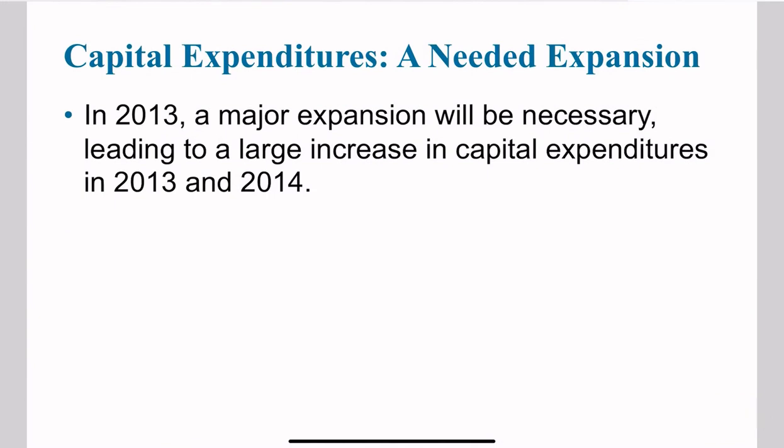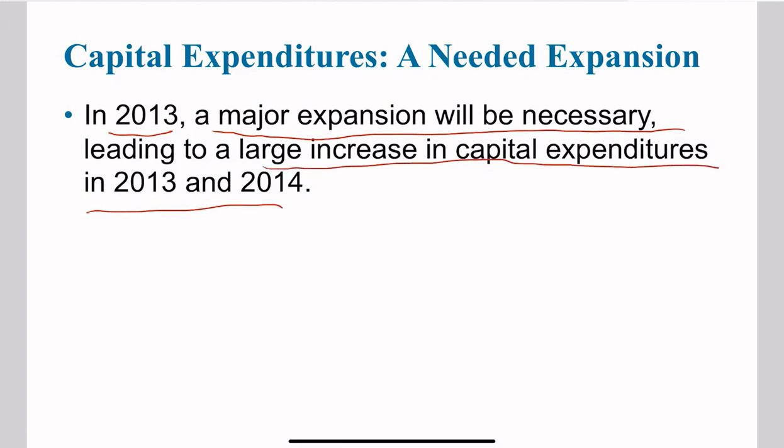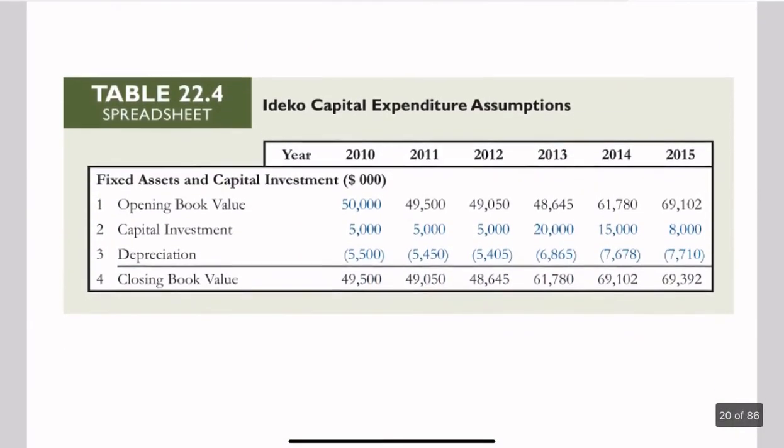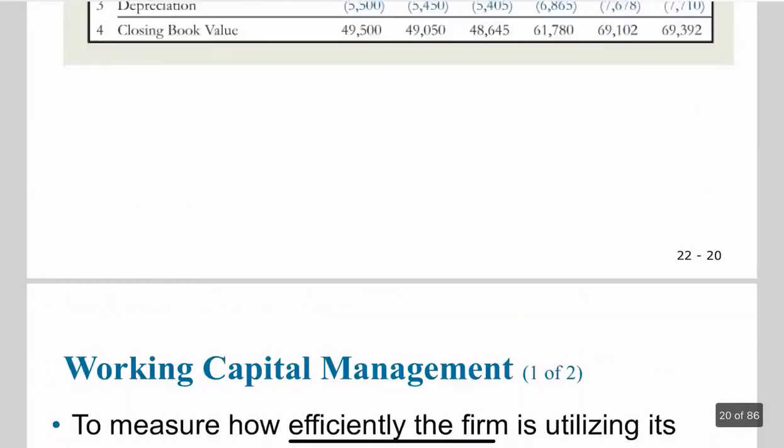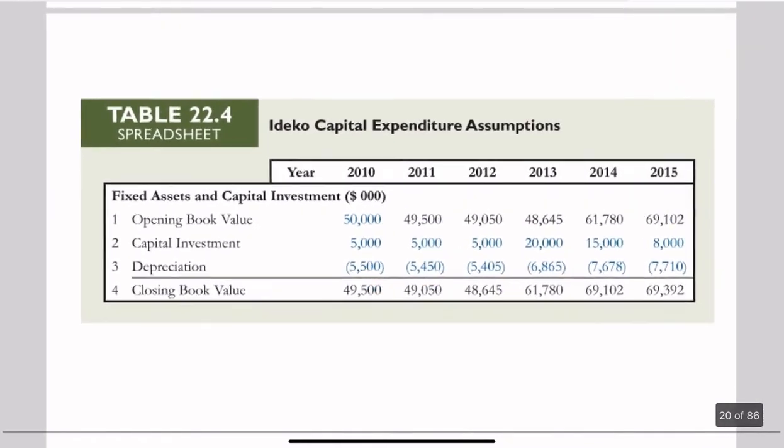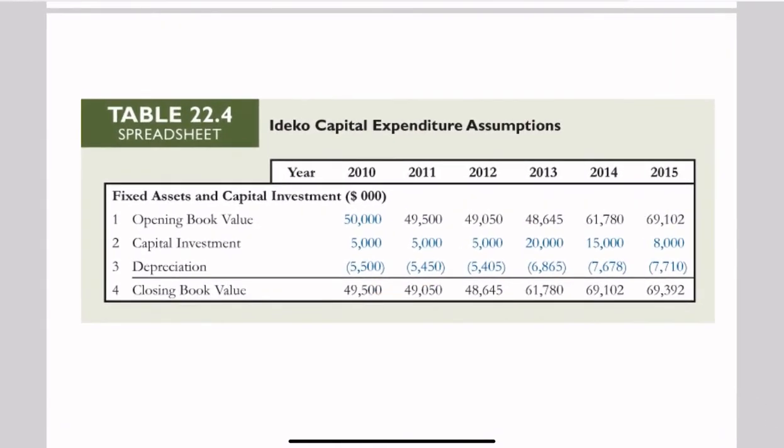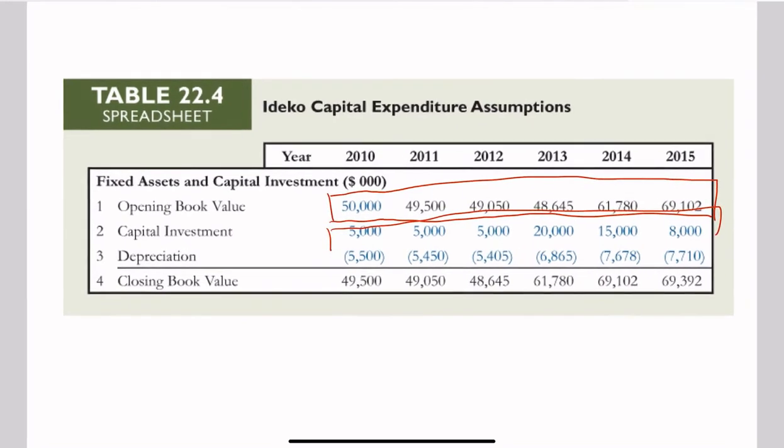So this is the result. That is, in 2013, there will be a major expansion. And we assume the expansion will last for 2 years. So there will be a large increase in capital expenditures in 2013 and 2014. First, these are just some given numbers. All these are just some given numbers.